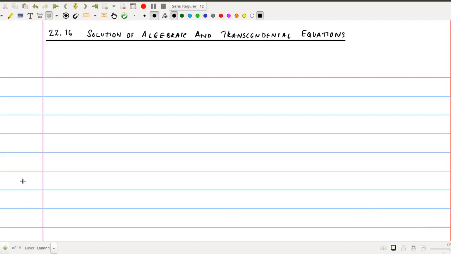Hi all. Today we start discussing module 4. In this module we will discuss some methods to solve algebraic and transcendental equations.